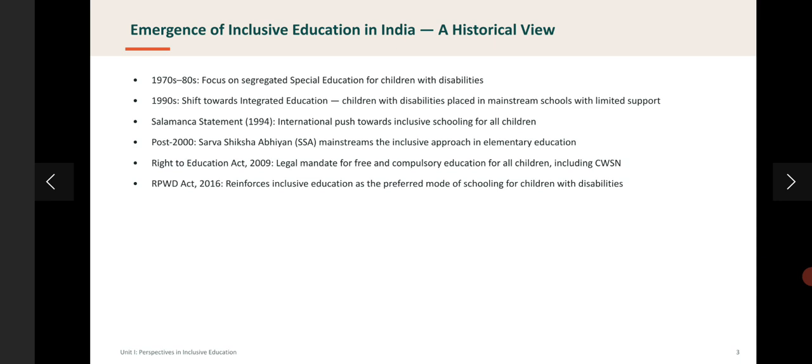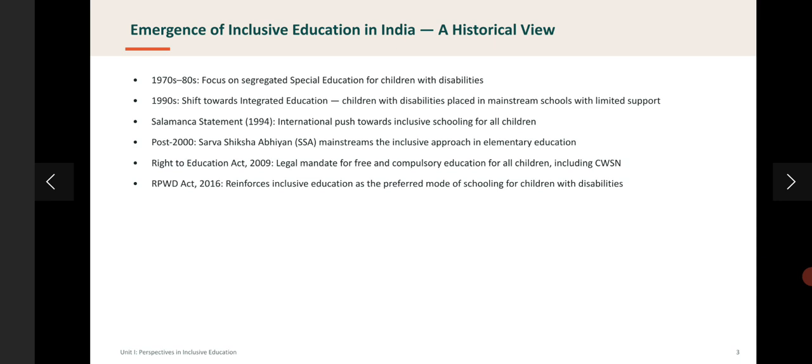Okay, now the RPWD Act 2016 reinforces inclusive education as the preferred mode of schooling for children with disabilities. So the preferred mode is schools together with the children who have disabilities. Okay, and let me tell you, if you are studying this history, of course you should know about the eras, pre-independence era and post-independence era. Let me tell you in short about it.